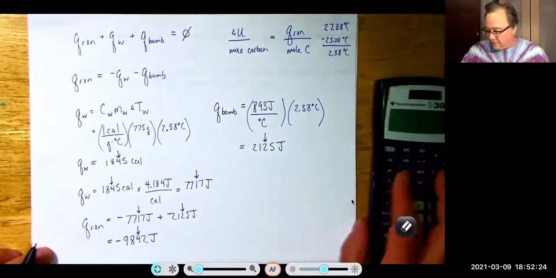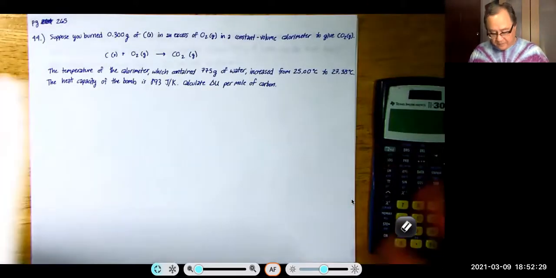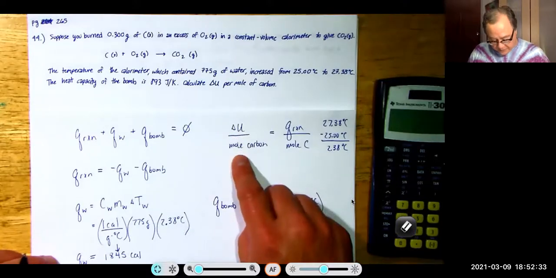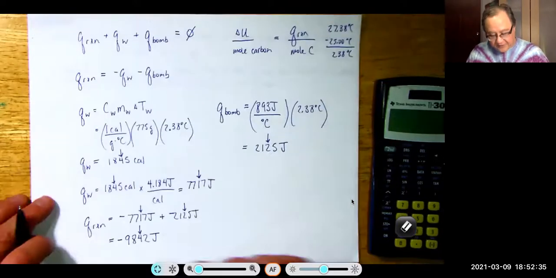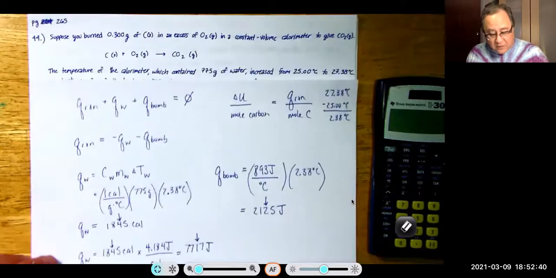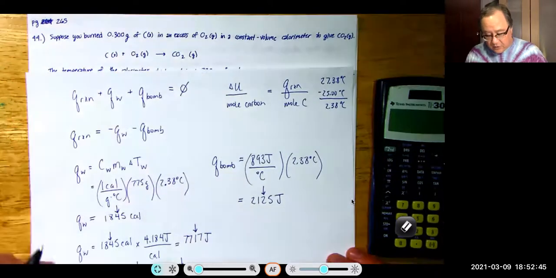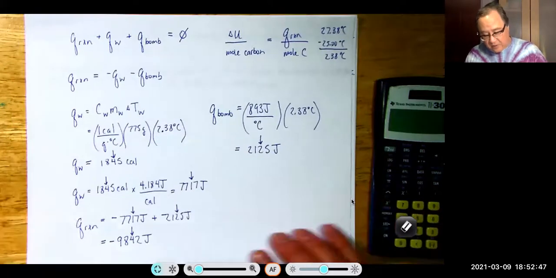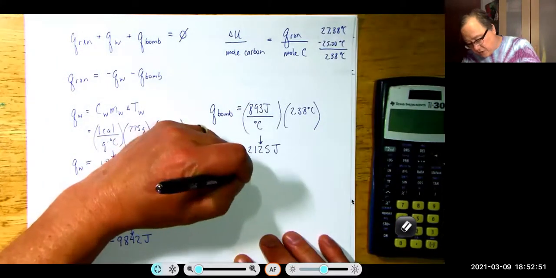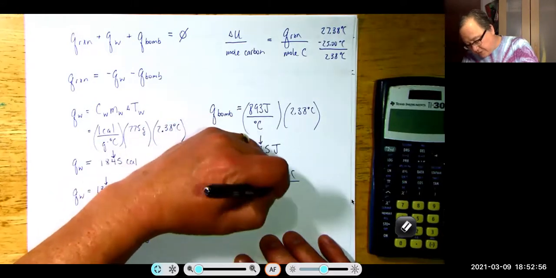Okay, now I want us to revisit what we're supposed to be doing here. We're supposed to be getting the change in energy per mole of carbon. So here's the change in energy. How many moles of carbon are there? Well, here we have 0.300 grams of carbon. So we can change that into moles of carbon very easily. So 0.300 grams of carbon times 1 mole of carbon per 12.01 grams of carbon.